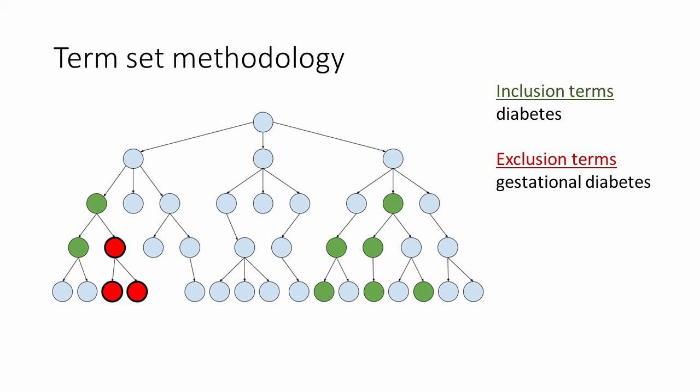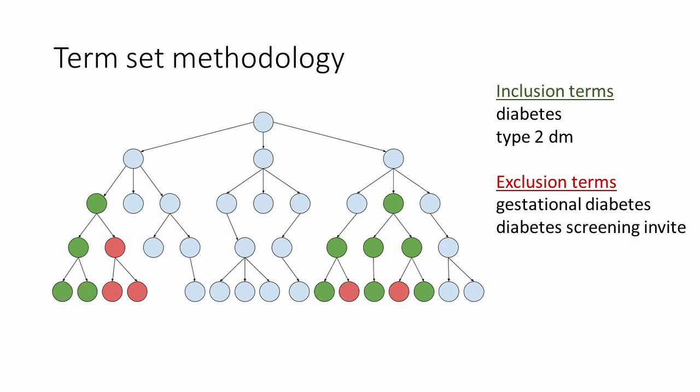Now you'll notice there are these 5 yellow nodes that have not been matched by our inclusion terms, but they are descendants of codes that have been matched. So these will be things that are related to diabetes, but they just don't contain the word diabetes for some reason. The term set methodology says that you must add inclusion or exclusion terms until these codes have been explicitly included or explicitly excluded.